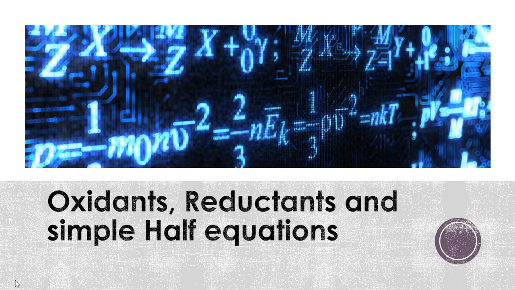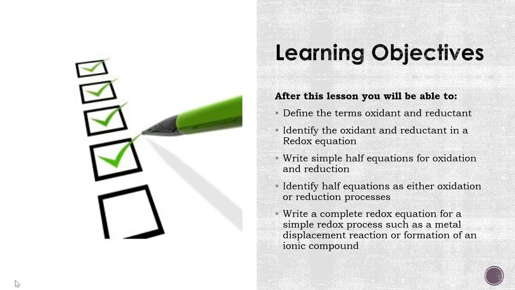A word on this, as I said, we do use a lot of very similar sounding words in this unit, so make sure you're keeping a good vocabulary list and don't get confused. Okay, in this video we're going to cover the terms oxidant and reductant. We're going to identify the oxidant and reductant in a reaction, write simple half equations, identify them as either showing oxidation or reduction, and then write a complex redox equation for a simple redox process, so joining them together.